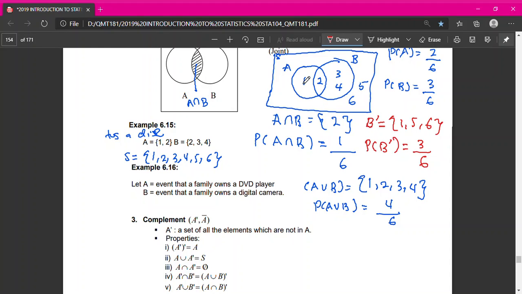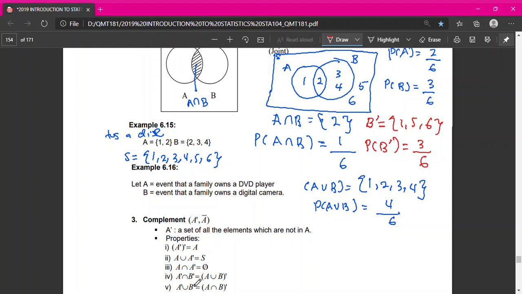Selain daripada A intersect dengan selain daripada B. Selain daripada A, ditutup A ni. Selain daripada A yang ni lah, 4 ni. And then intersect maksudnya bertindih dengan selain daripada B, iaitu 1, 5 dan 6. So the value will be 5 and 6.